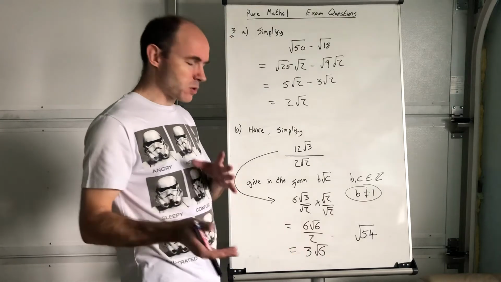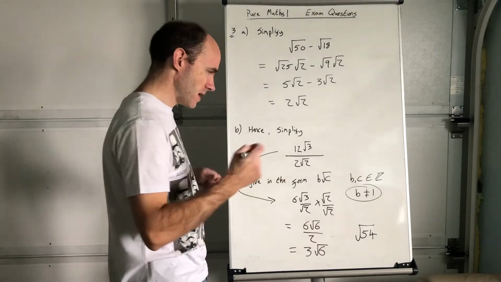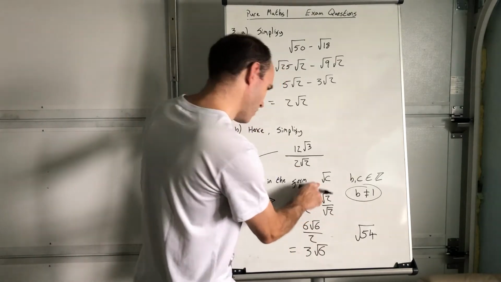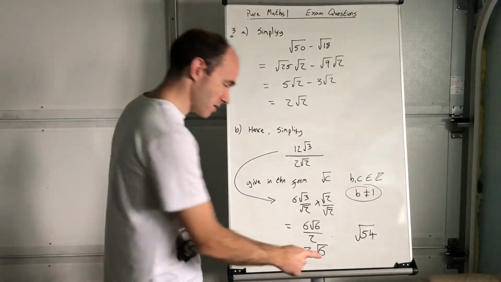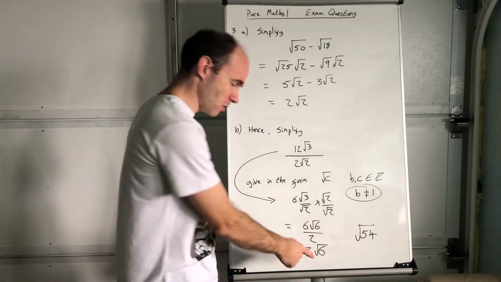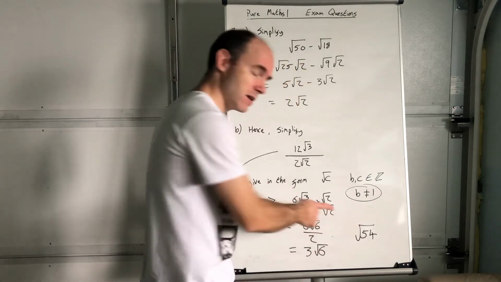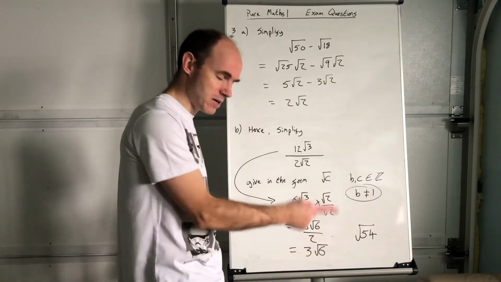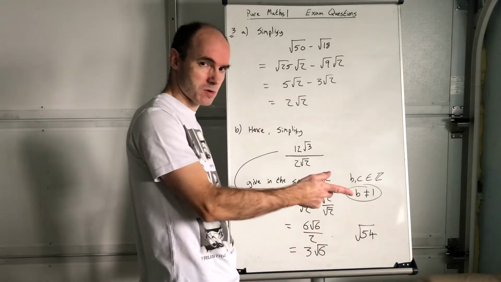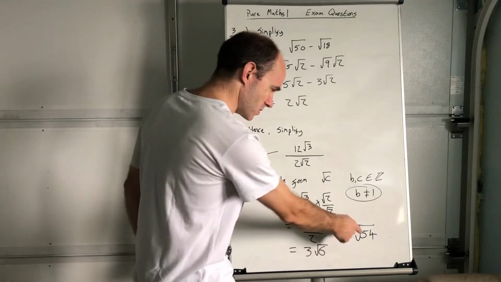If the question had been written the other way round, it could have been written like this: expressed in the form root c, where c is an integer. In which case, that would not be acceptable. You'd have to write down this. How do you go from this to this? You just put the 3 back under the square root. If the 3 is under the square root, it becomes 9, because square root of 9 is 3. And you do 9 times 6, which is 54.